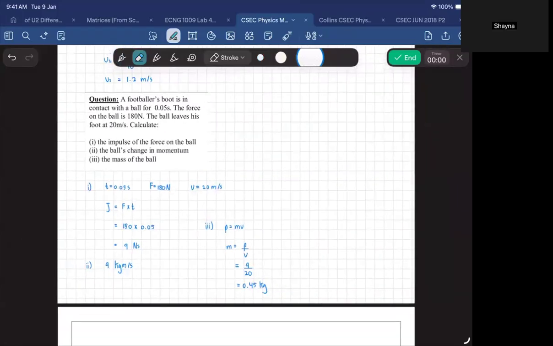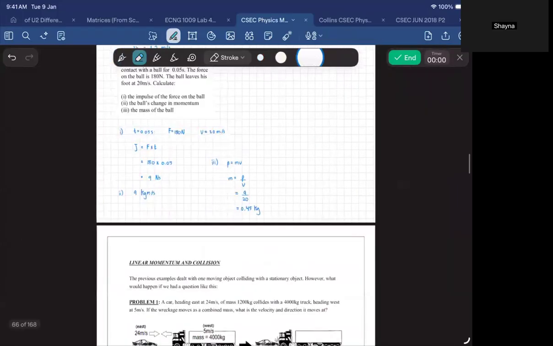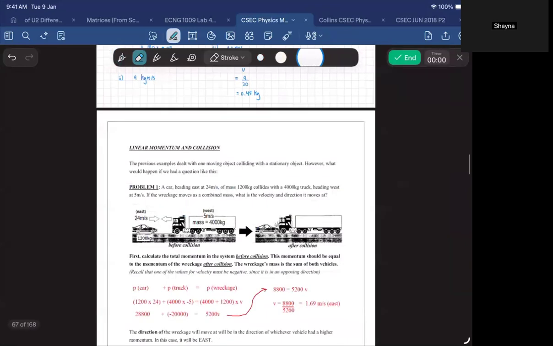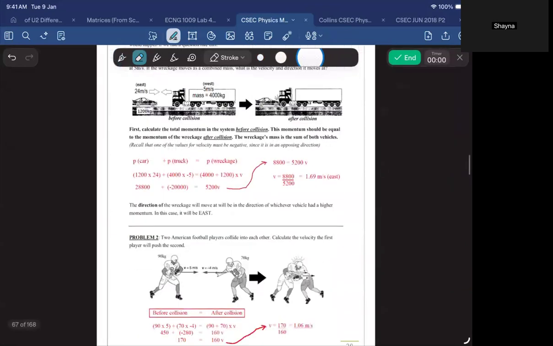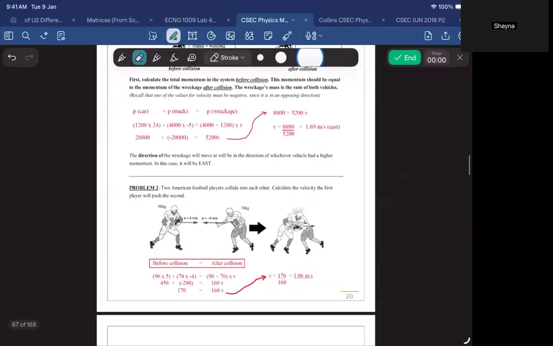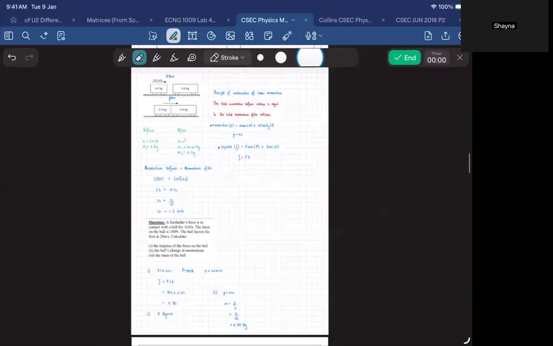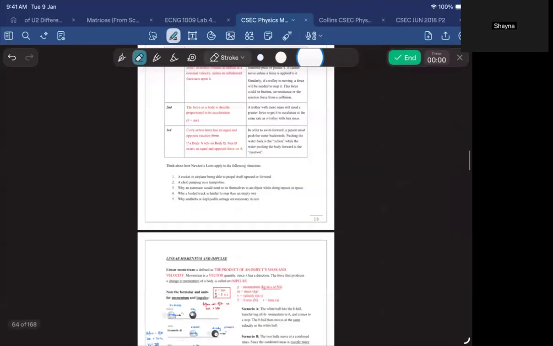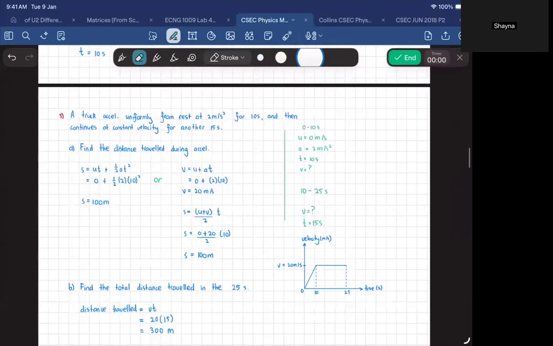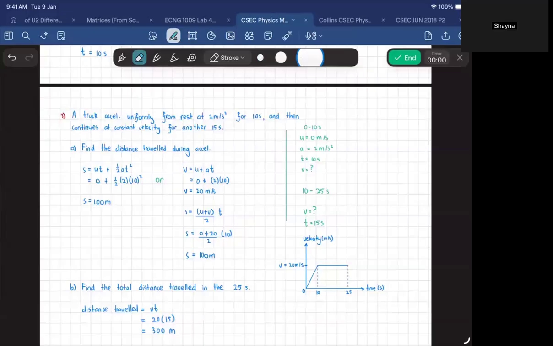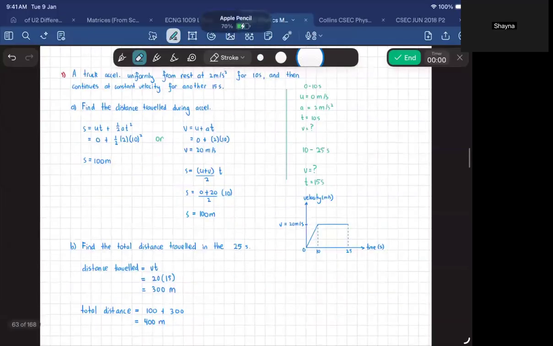All right. Next class, we'll look at some more problems involving linear momentum and collision. Would you like some past paper questions as homework? Yes, sir. I will send that. Do you feel a little more confident with the SUVAT equations? Oh, yes, sir. Okay, good.